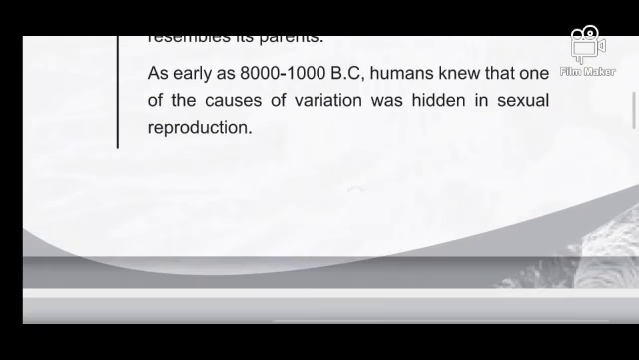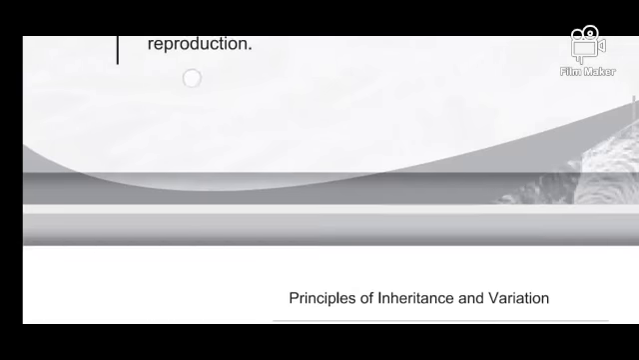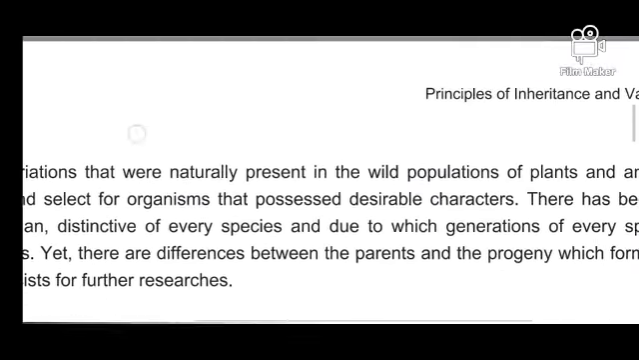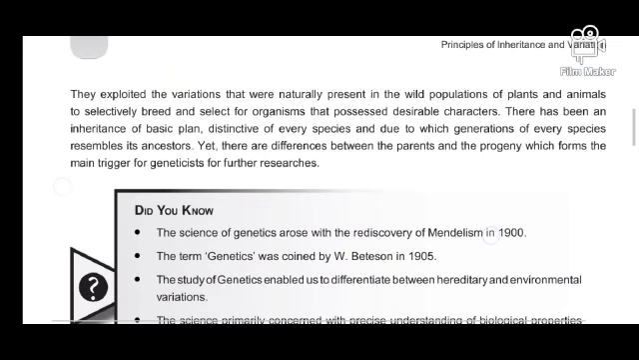My dear friends, variations are naturally present in the wild population of plants and animals, allowing us to selectively breed and select the organisms that possess the desirable characters. There has been an inheritance on the basis of a plan distinct to every species, due to which each generation of the species resembles its ancestors. So this is the general idea about genetics.